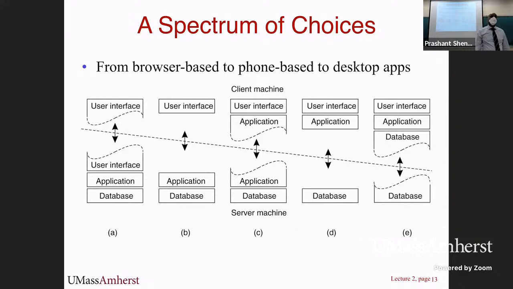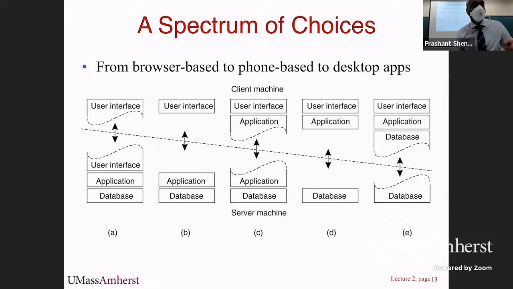Because more than a phone, you have a more powerful machine, so you can essentially put more of your application here. So as you can see, there are many design choices. Which one you pick depends on what your application is trying to achieve, what kinds of machines it will run on at the client, what you can afford to put on the client, what should be put on the server, and so on. So that's basically a way to understand client-server architectures. Any questions here? Are there any questions on the chat?